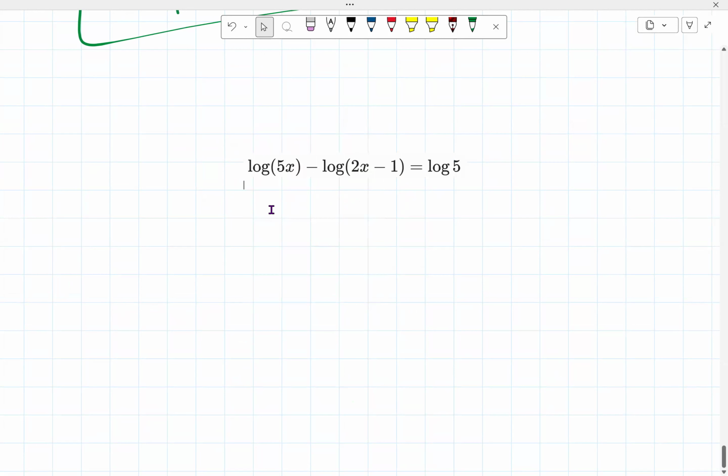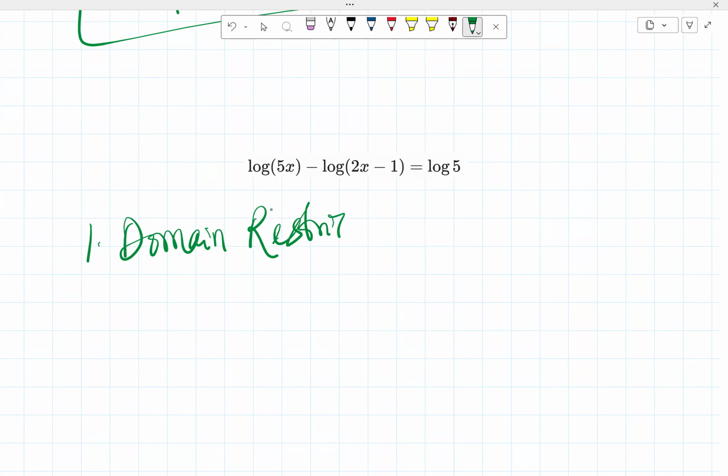So we need to solve for x, right? Of course, all the bases are the same. So the next thing we want to do is to check for the domain restrictions. So first, we talk about domain restriction. We have 3 instances here. Okay, 5 is clearly greater than 0, so no problem. So first of all, 5x should be greater than 0, and that implies that x should be greater than 0.